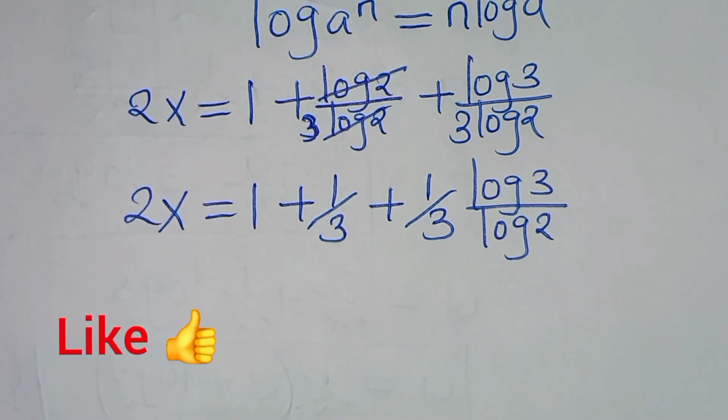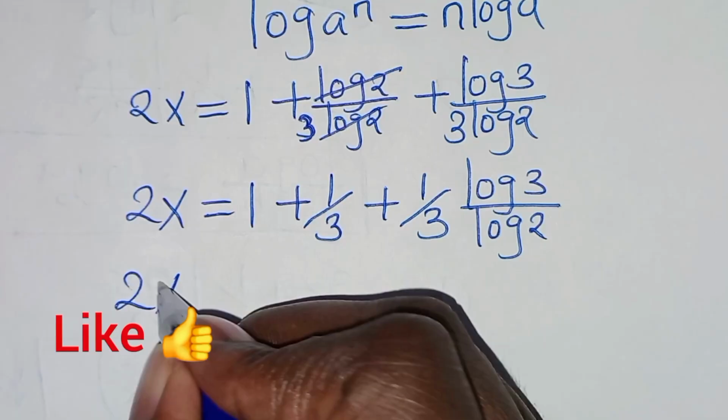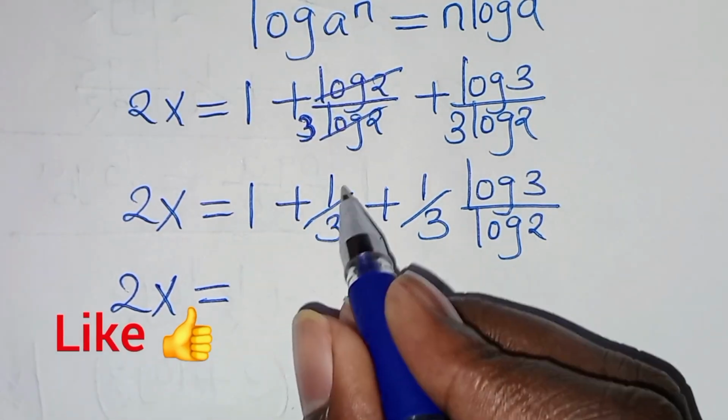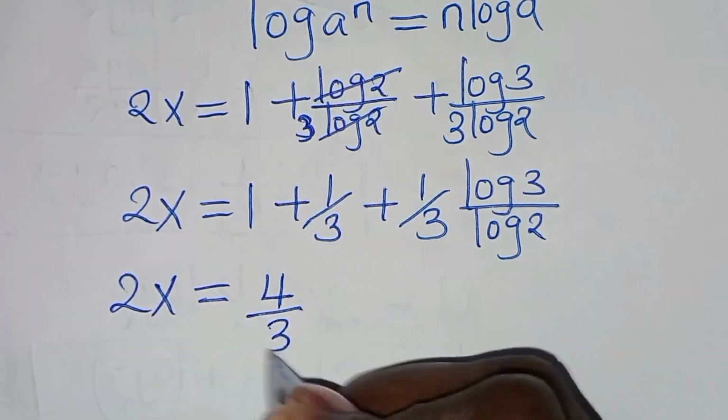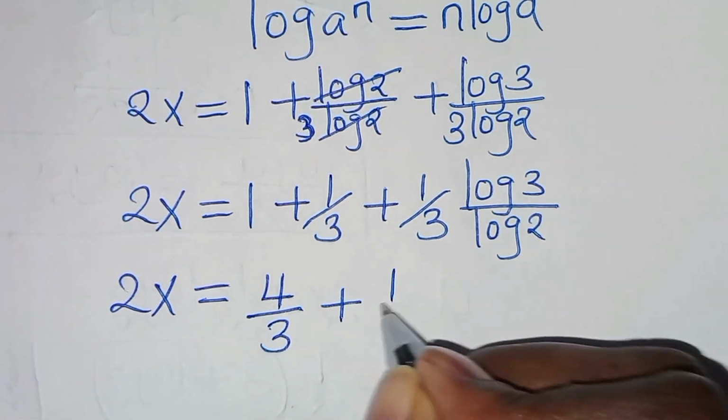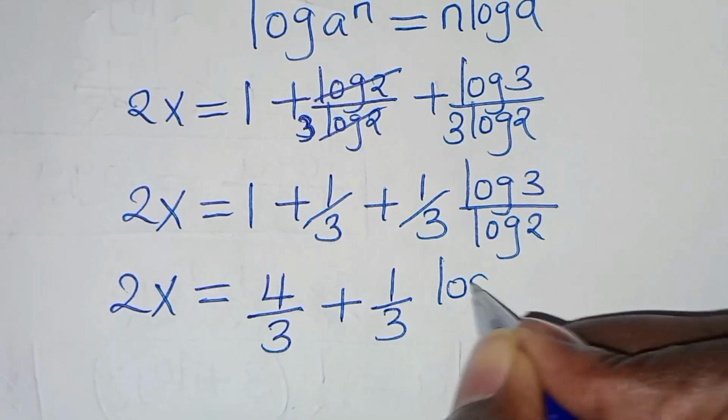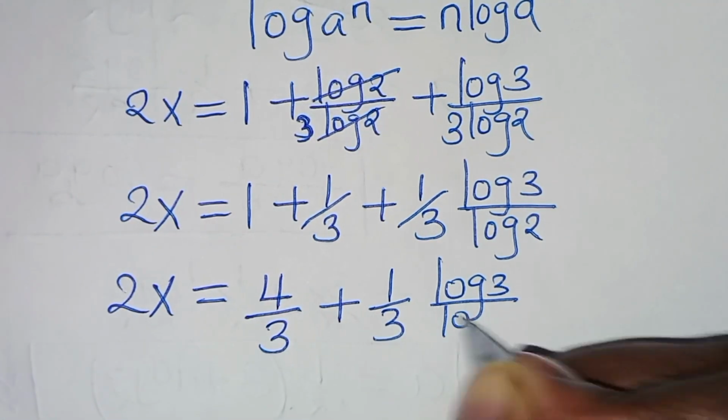So from here, we have that 2x is equal to 1 plus 1 over 3. This is the same thing as 4 over 3 plus 1 over 3 log 3 over log 2.